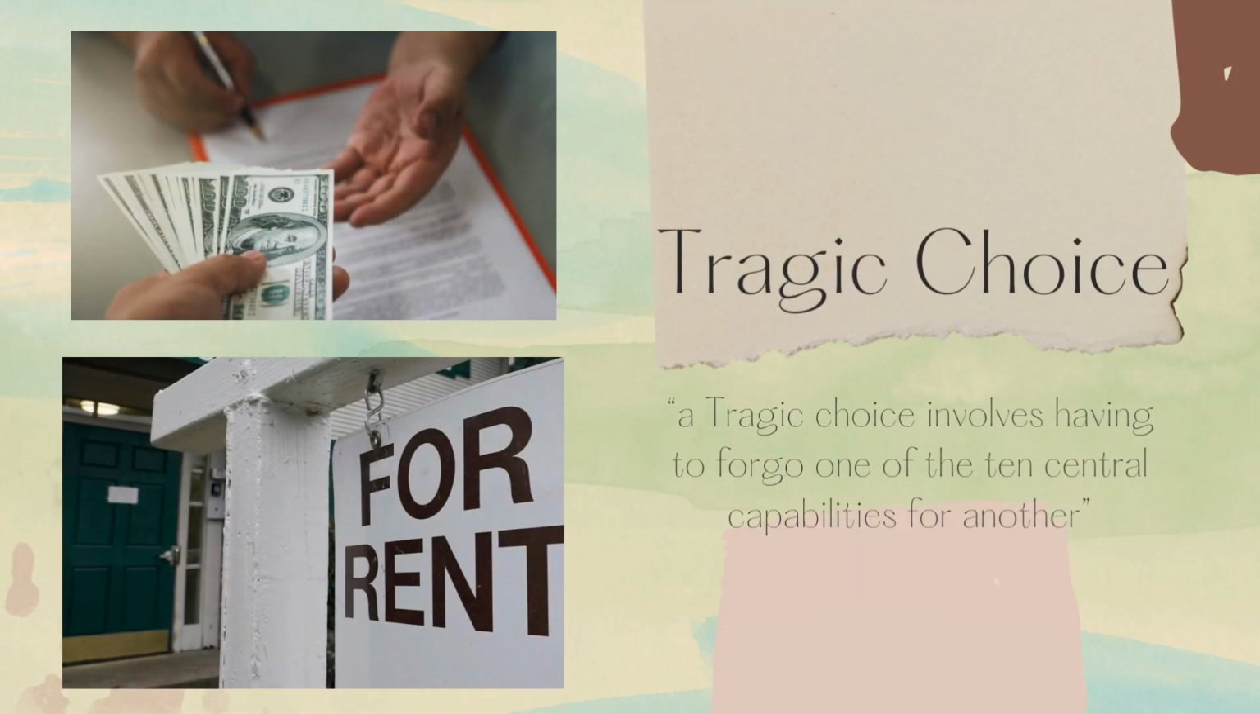Martha Nussbaum then introduces us to the concept of a tragic choice. She outlines that a tragic choice involves having to forego one of the 10 central capabilities for another. A hypothetical could be how a person might have to choose between paying for rent, which is a bodily health capability, or paying for their education, which is a sense, imagination, and thought capability.